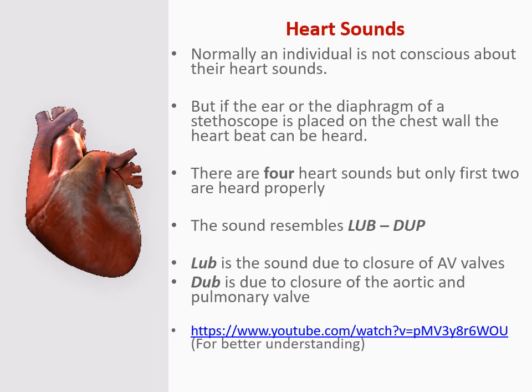We have discussed these valves. The AV valves, the 2 atrioventricular valves we have. One is the bicuspid, another one is the tricuspid. And the aortic and the pulmonary valve. The aortic valve is at the opening of the aorta, and the pulmonary valve at the opening of the pulmonary artery. Again, for better understanding, I have put a YouTube link, so you can watch that for the heart sounds.